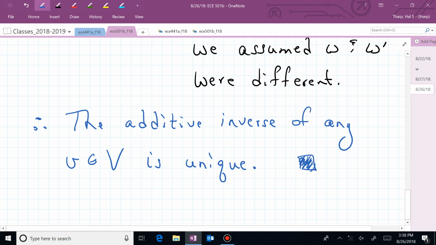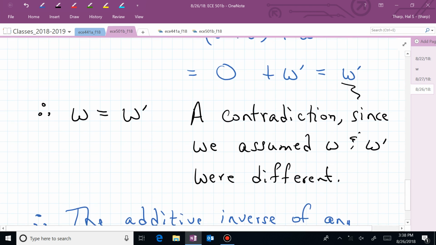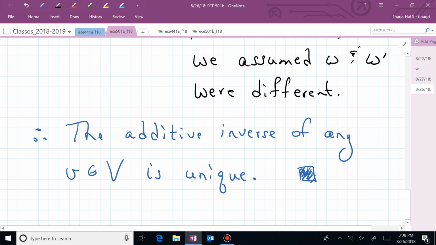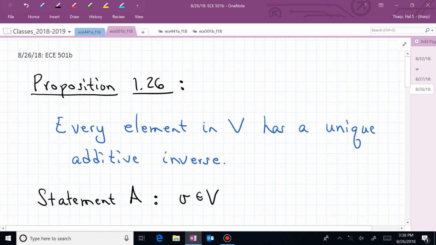We proved it by contradiction. We assumed statement A and not B were true. We went through some steps to try to find a contradiction. We did. We showed that in fact W is equal to W prime, which we initially said had to be different. There's our contradiction, and that now says that this proposition is true, that every element in V has a unique additive inverse. That's Proposition 126.